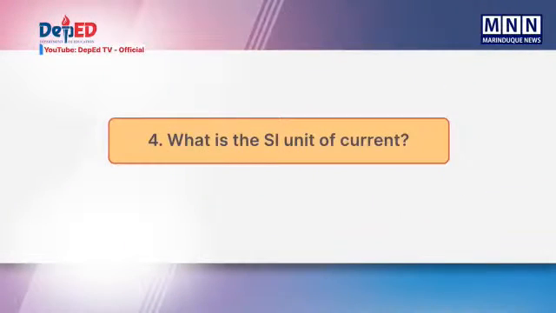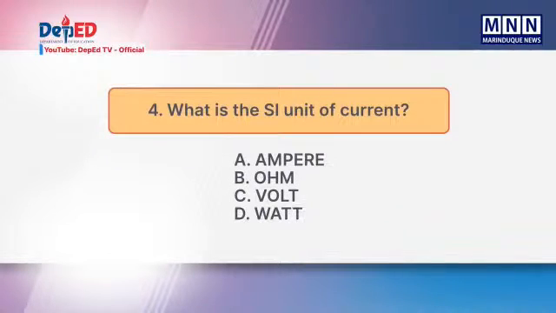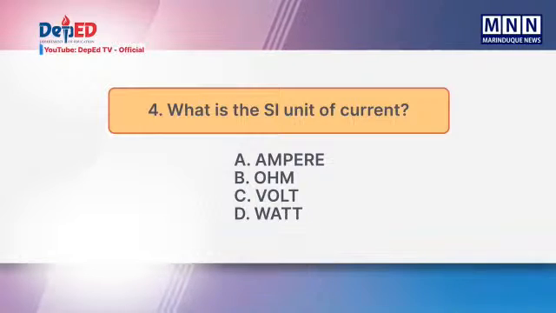What is the SI unit of current? A. Ampere. B. Ohm. C. Volt. Or D. Watt. The correct answer is A. Ampere.